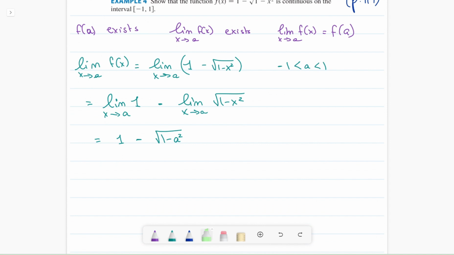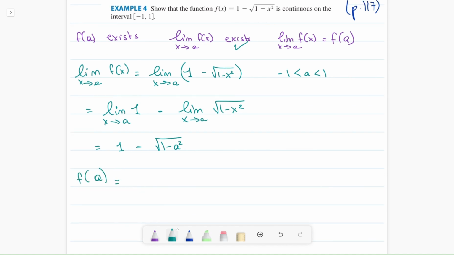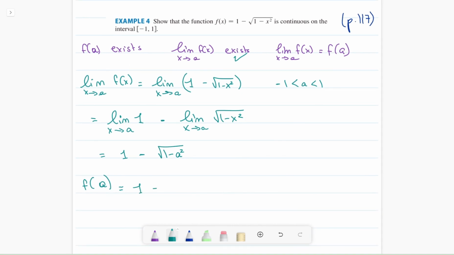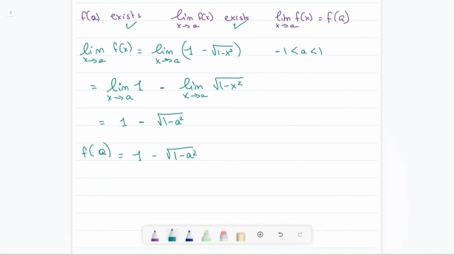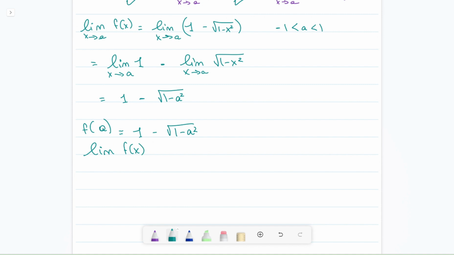Now let us check if f of a exists. So our second condition, check mark, we did it. Let's look for f of a. F of a is equal to 1 minus the square root of 1 minus a squared. It exists. First condition verified. What do we notice? We notice that the limit of f of x as x approaches a is equal to f of a. So let's write this down. The limit of f of x as x approaches a is equal to f of a. Now this shows that we proved that the function is continuous on the open interval -1 till 1.